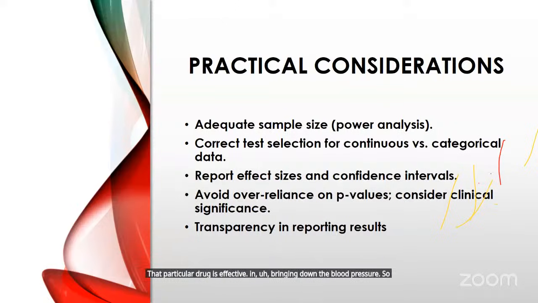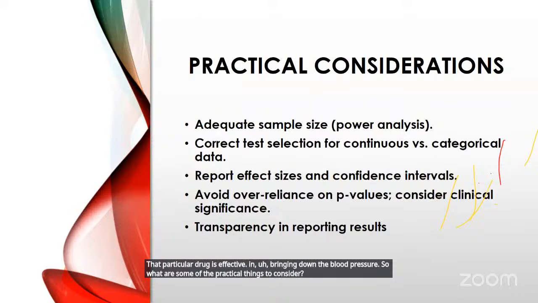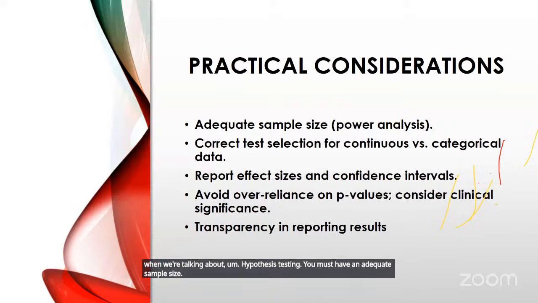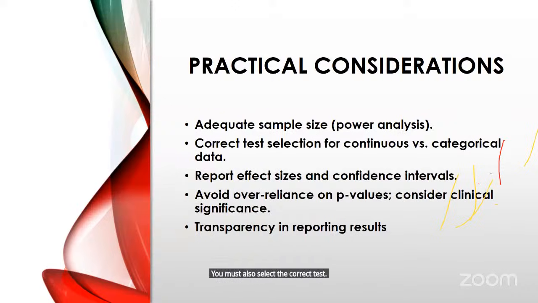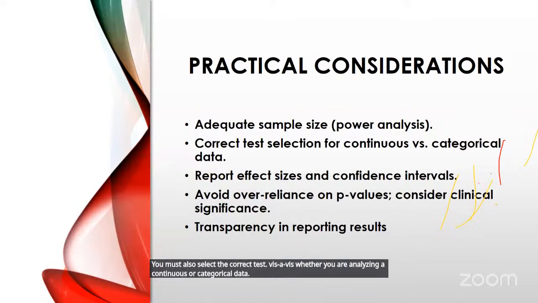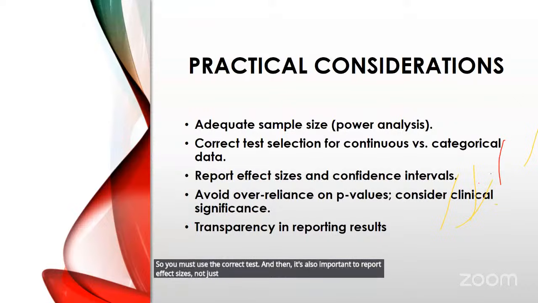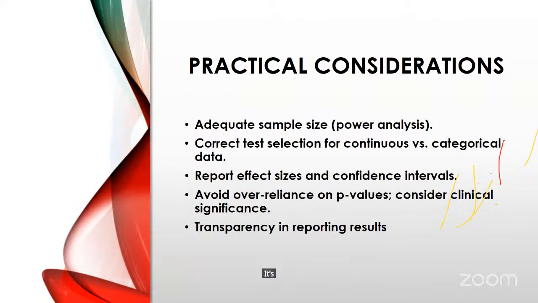So what are some of the practical things to consider when we're talking about hypothesis testing? You must have an adequate sample size. You must also select the correct test vis-a-vis whether you are analyzing continuous or categorical data. And then it's also important to report effect sizes, not just to talk in absolute terms of a p-value. It's important to report effect sizes and the confidence intervals. We must avoid over-reliance on p-values and consider clinical significance. Something may be statistically significant in the results, but clinically, it may not really make any difference as such.